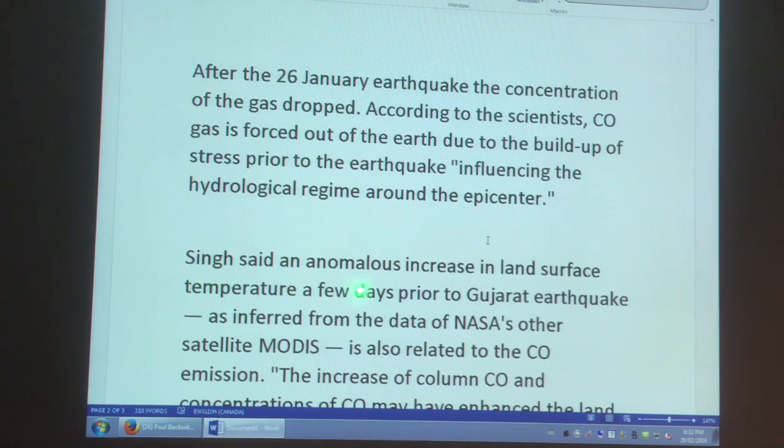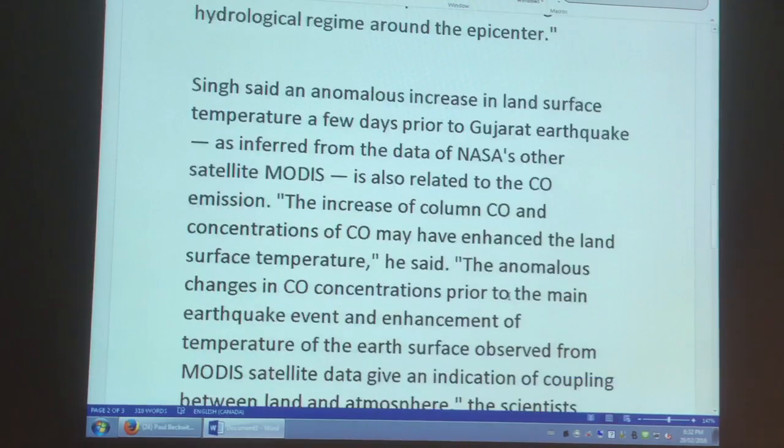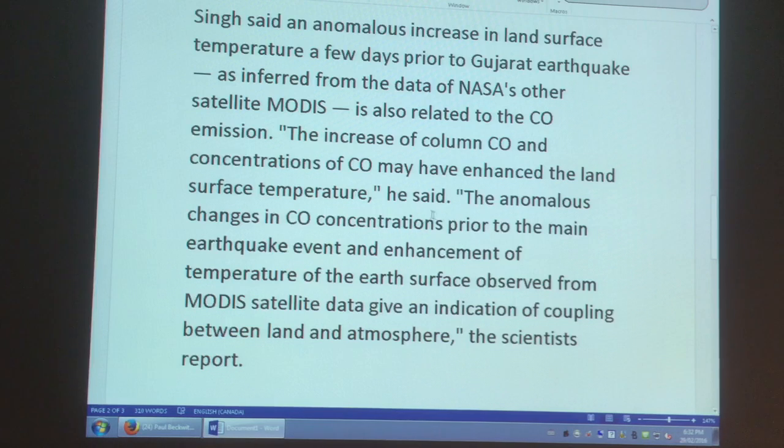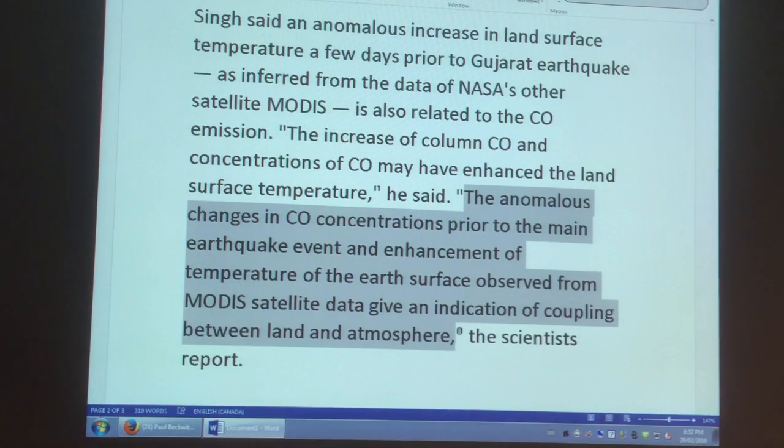Also, an anomalous increase in land surface temperature was measured a few days prior to the earthquake, and this was measured by MODIS, and it's related to the CO. The increase in column CO and the other gases may have led to the higher temperatures. The anomaly right here may have enhanced the temperatures. So this is showing a clear coupling between the land and the atmosphere, the scientists report.